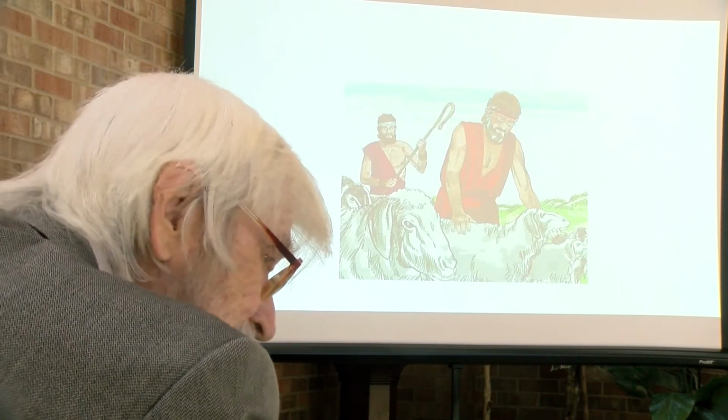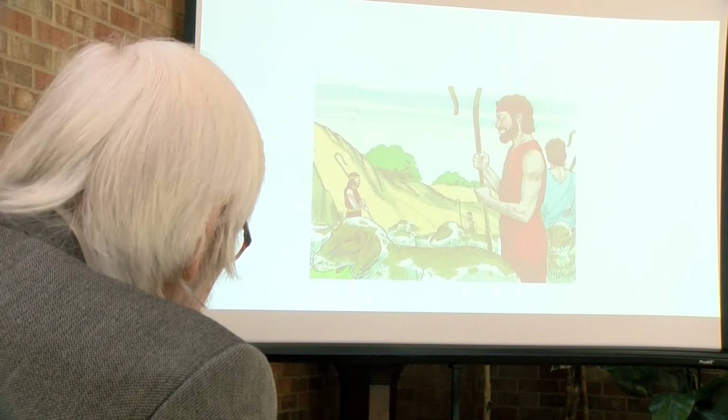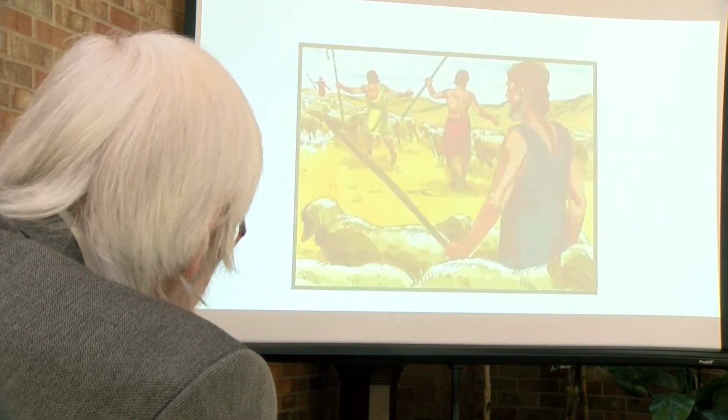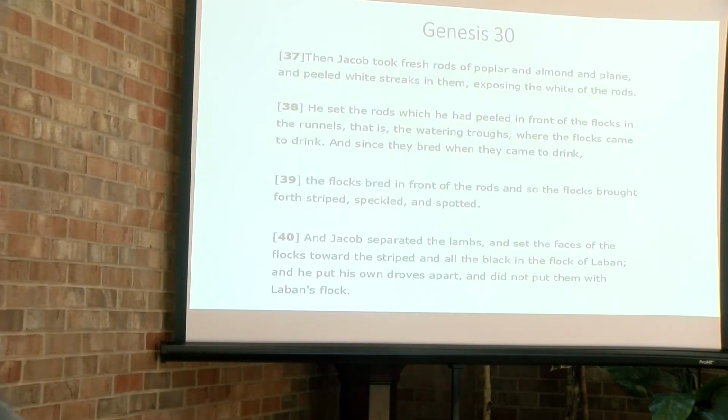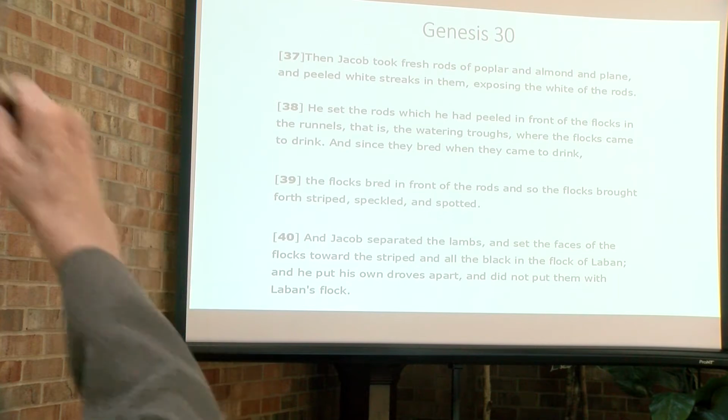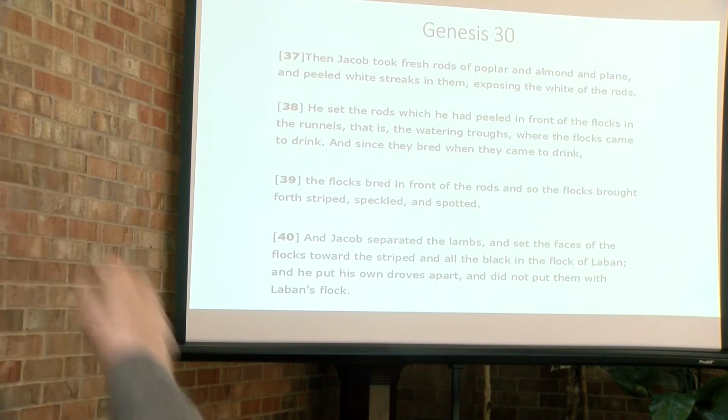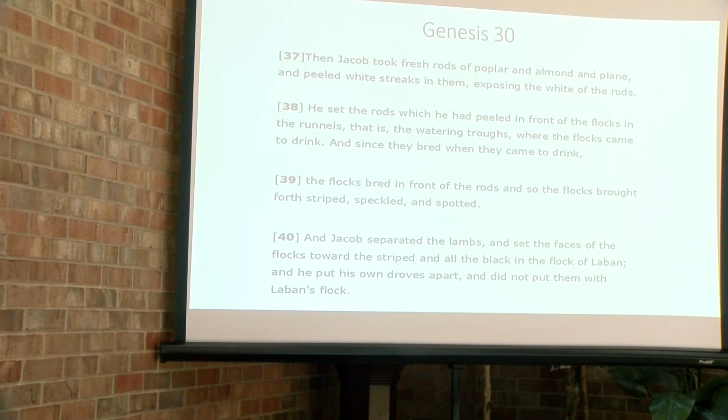Here we find them separating the speckled and spotted from the ones that are not. You see, they're being led away and separated. Then Jacob took fresh rods of poplar and almond and plane and peeled white streaks in them, exposing the white roots of the rods. And he set the rods which he had peeled in front of the flocks in the runnels. That is the place where they water the sheep, where the flocks came to drink. And since they bred when they came to drink, the flocks bred in front of the rods, so the flocks brought forth striped, speckled, and spotted.